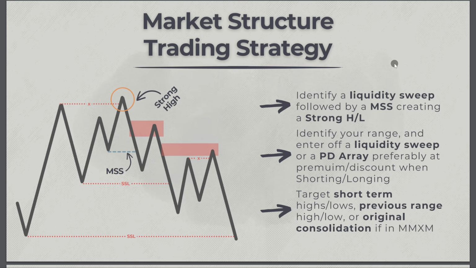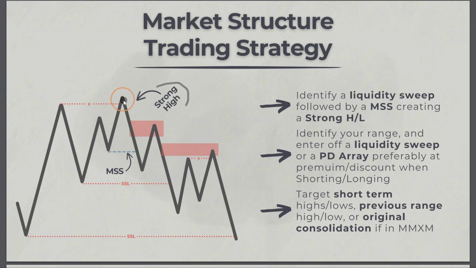So we identify our liquidity sweep and then followed by a market structure shift or a breaker structure, creating what? A strong higher low. So now you can see price is going up, came lower, going up here, creating this short-term low. Liquidity sweep here, followed by a breaker structure. What does this create? A strong high. That's the first step of our trading plan. It's the identification of a strong higher low. You see, we created that strong high here.